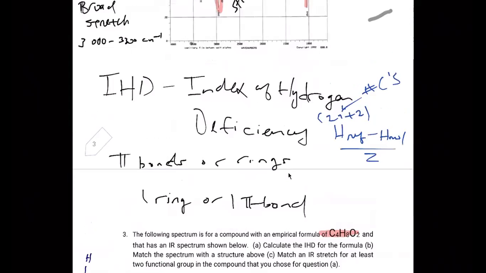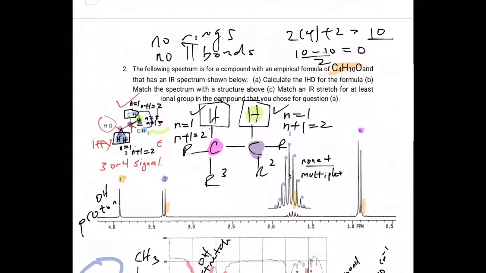Like, so for this one, I think we calculated the IHD to be 0, right? Because HREF was 2N plus 2 right here. 2 times 4 plus 2 is 10. And then you have 10 hydrogens here already. So you stick that in for H molecule, 10 minus 10 is 0. So that means that there are no rings and no double bonds for this structure.